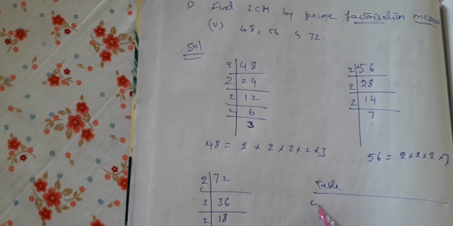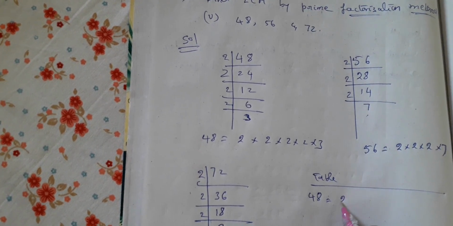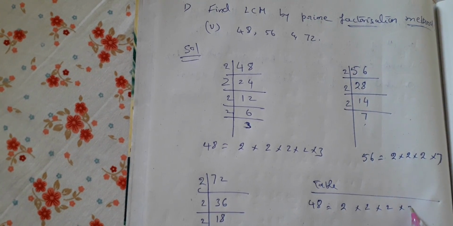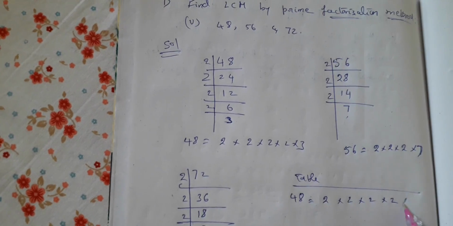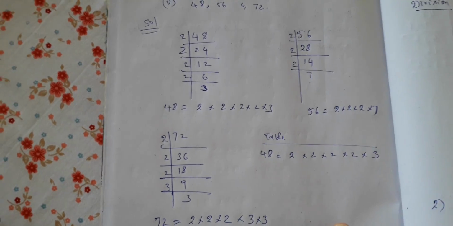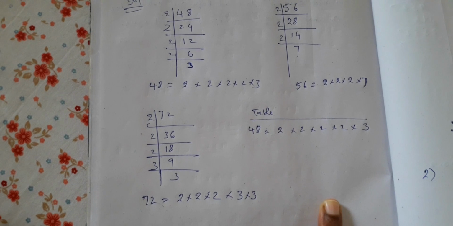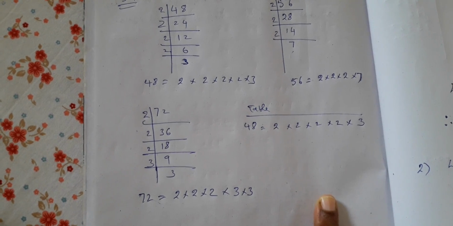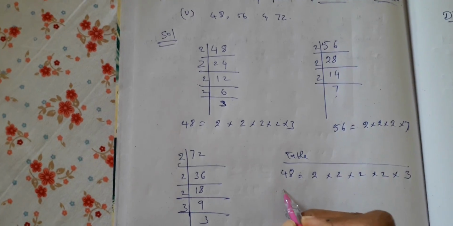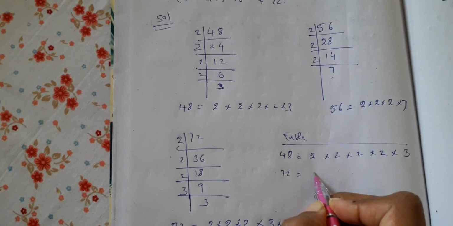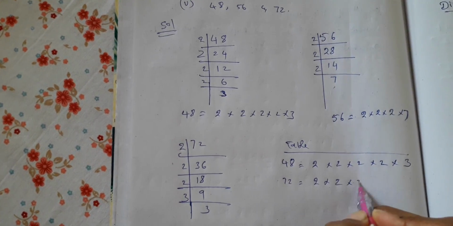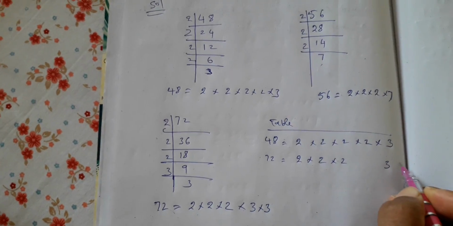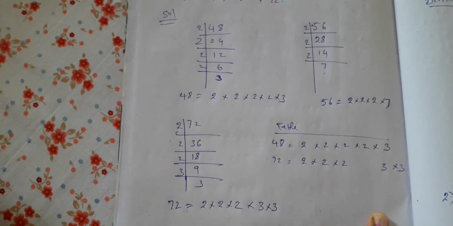So I'll write 48 here. Under 48 what do I have? 2 into 2 into 2 into 2, 1, 2, 3, 4 into 3. So this is how I got it. Then next one. In both you have 3 2's, right? But here 3 is also repeated twice. So therefore I'll write 72 next. Here it is 2 into 2 into 2. Leave this space blank. Then afterwards you have into 3 into 3.